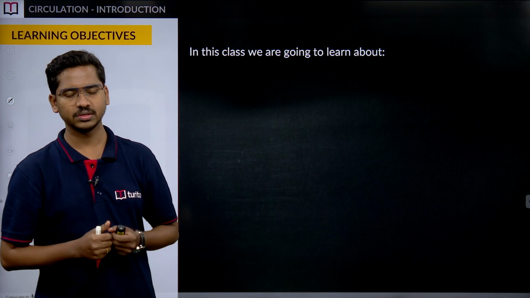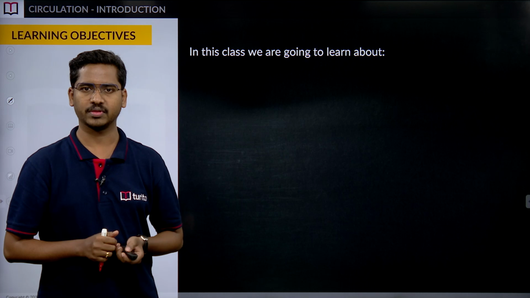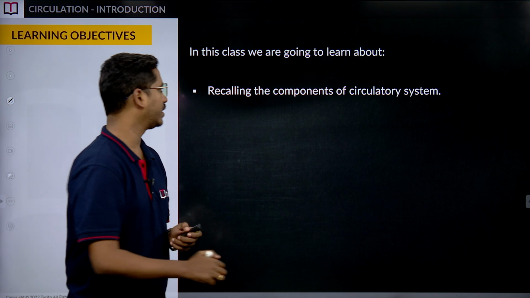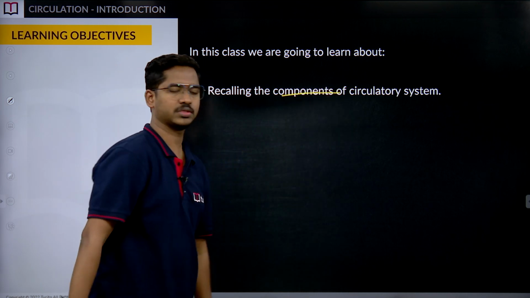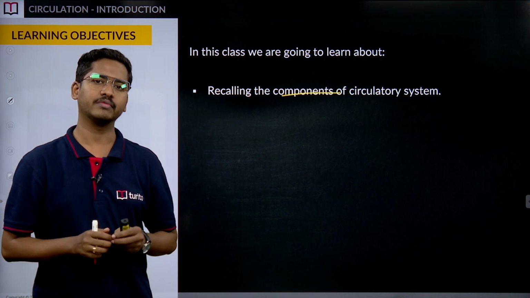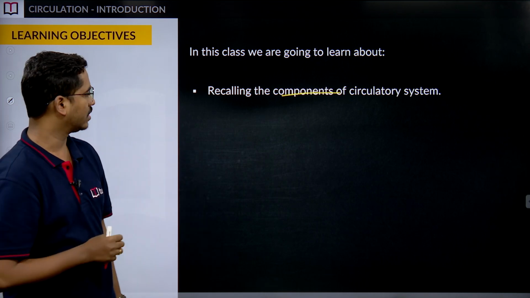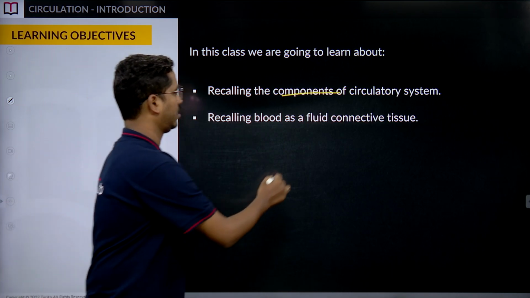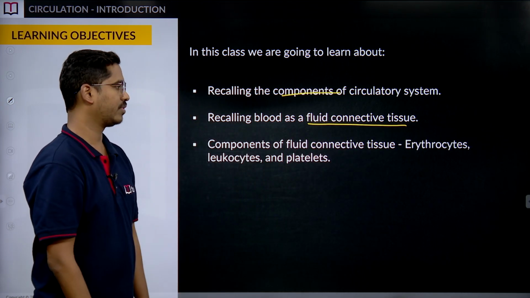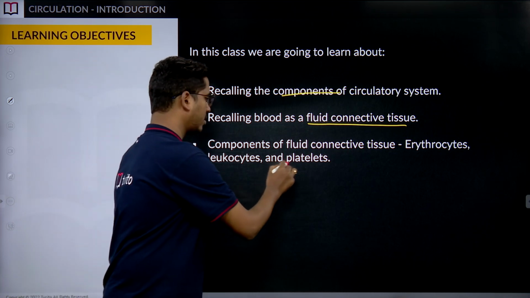In today's session, I have planned some objectives which we will be achieving. Let us begin with the first one here. We will be recalling the components of the circulatory system first. That means, based on the previous understanding of the circulatory system, we will proceed with our session, and then we will be recalling blood as a fluid connective tissue, and then we will look into the components of the fluid connective tissue starting with erythrocytes, leukocytes and platelets.